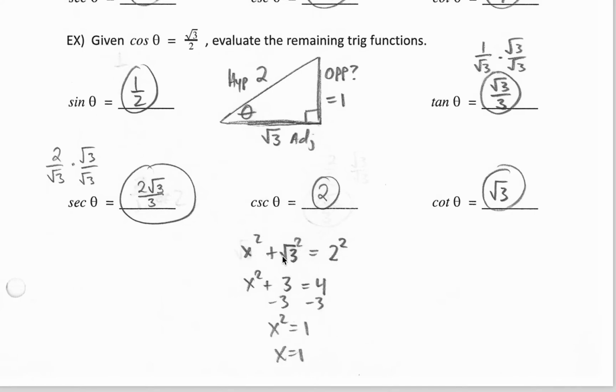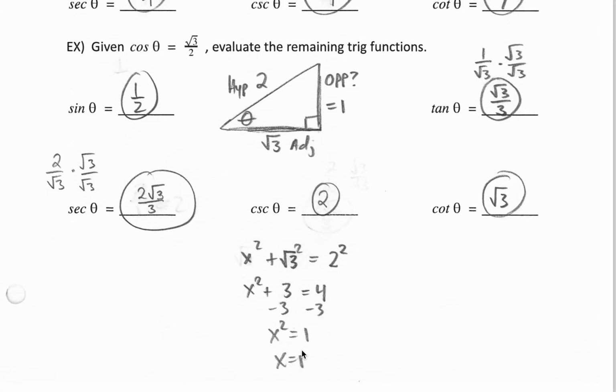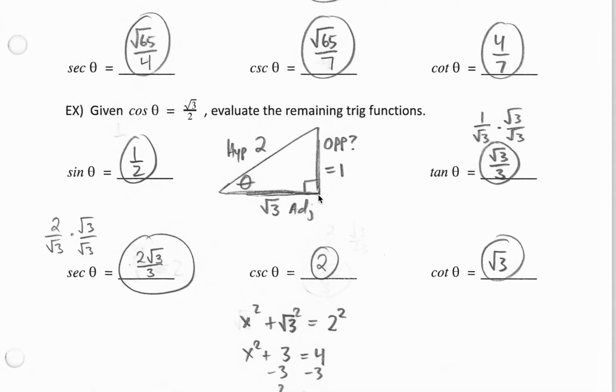So the square root of the square root of 3 squared is going to undo my square root, leave me with 3. 2 squared is 4. If I subtract 3 from both sides, again, subtracting the leg squared from the hypotenuse squared, and then square root both sides, I get a length of 1. So now that I have all 3 lengths, I can fill out my ratios.